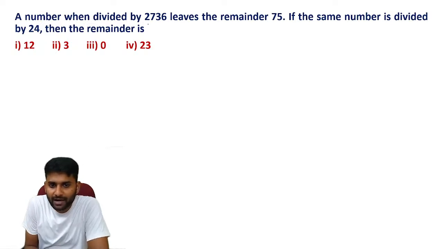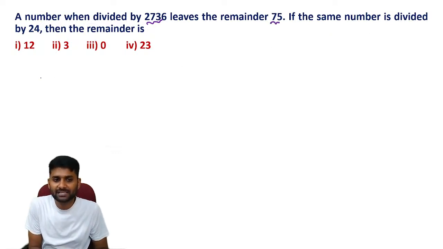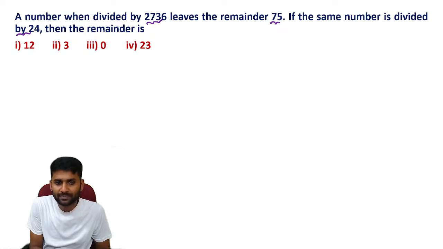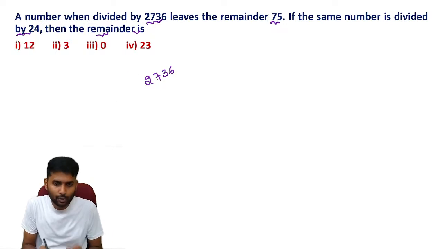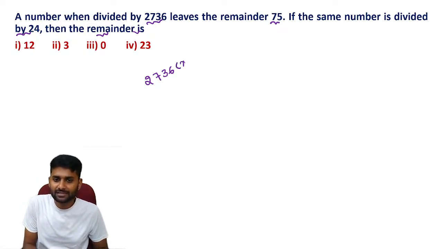A number when divided by 2736 leaves the remainder 75. If the same number is divided by 24, then the remainder is? Now see, guys, there is a number; if divided by 2736, remainder is 75. Let's take the quotient x, remainder is 75, then it becomes a number.